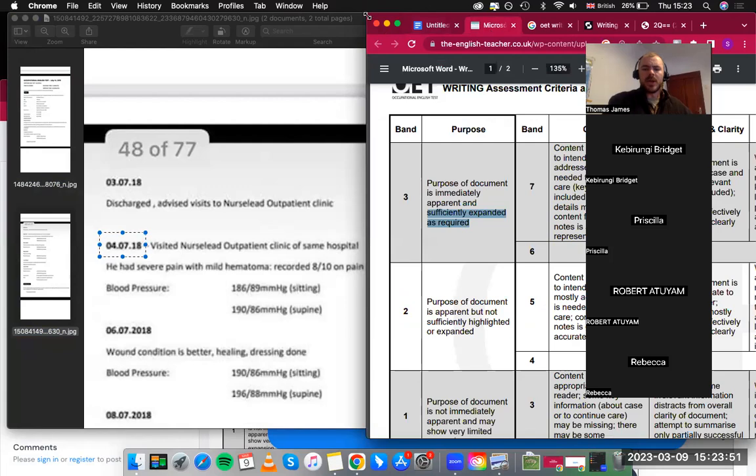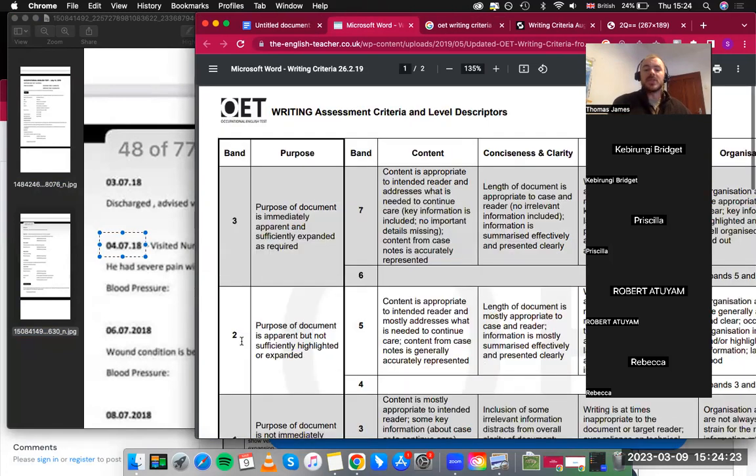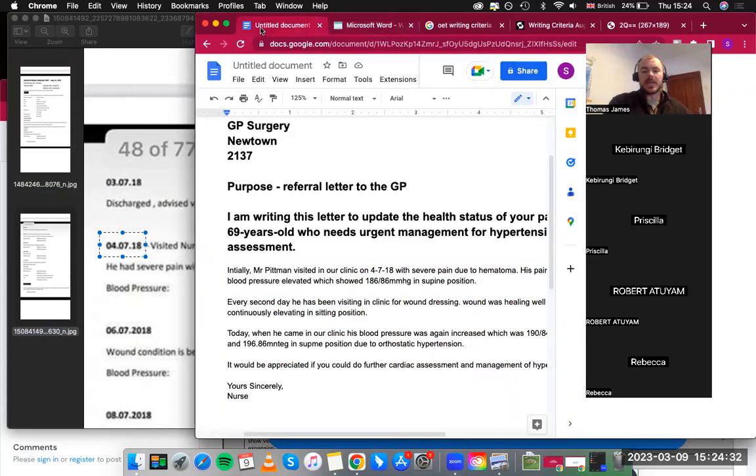So what did they score here? For example, the purpose of the document is apparent, but not sufficiently highlighted or expanded. Purpose of the document is not immediately apparent and may show very limited expansion. So actually, our student scored 1. Going from 20% of the mark, they've only got 5% of their mark from here, and that's just from getting the correct type of letter. So this is so important. This is what I stress, and I might repeat myself in the classes, but that's how we get marked on it. So it's a good thing to know.